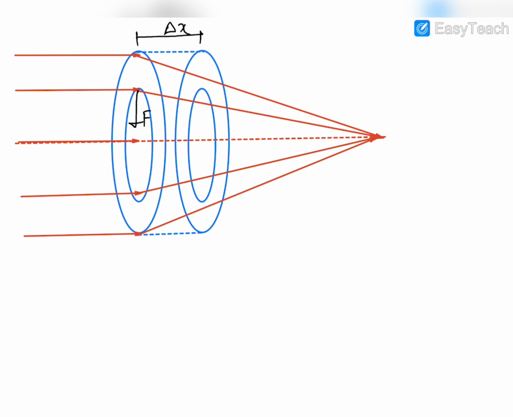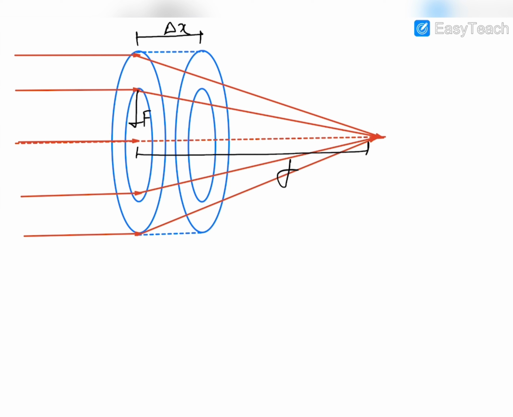So what we have to find is the focus of this magnetic lens. You can see that these charged particles will be focused at some point, so we have to find this focus. I hope you understood the question completely, and now let us solve it.